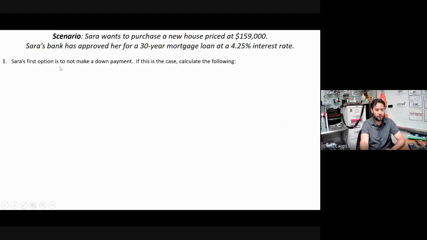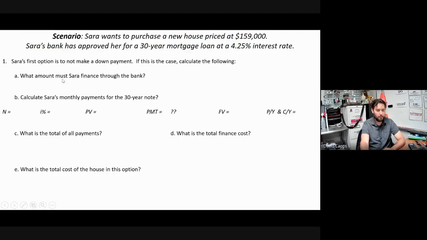So Sarah's first option is to make a down payment. If this is the case, calculate the following. Oh, I'm sorry. Sarah's first option is to not make a down payment. If this is the case, calculate the following. What amount must Sarah finance to the bank? So if she does not make a down payment on this house, to calculate the amount Sarah must finance through the bank here.